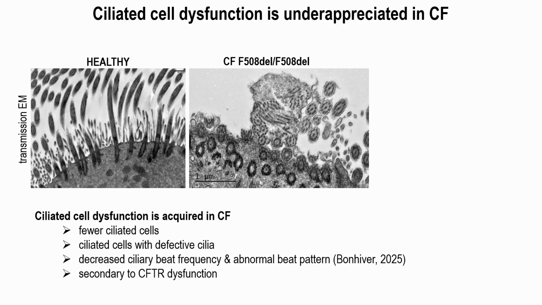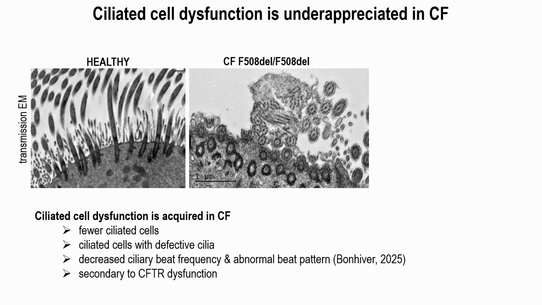Ciliated cell dysfunction, we do know it is happening in cystic fibrosis, but it is underappreciated in CF. These are transmission electron microscopy images from a healthy individual, and as well from a person with cystic fibrosis that is homozygous for F508del. You can see here in the healthy individual, we have structurally intact axonemes, and they look like nice hair-like projections from the cell. However, in a person with cystic fibrosis, we can see that we have compound cilia and structurally defective cilia. So we don't believe that CFTR dysfunction itself is causing the dysfunction that we see in cilia, but we think that it's acquired in cystic fibrosis.